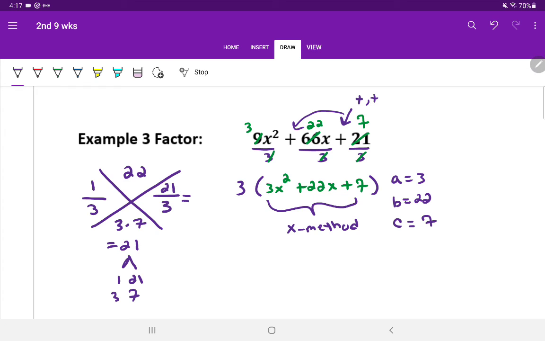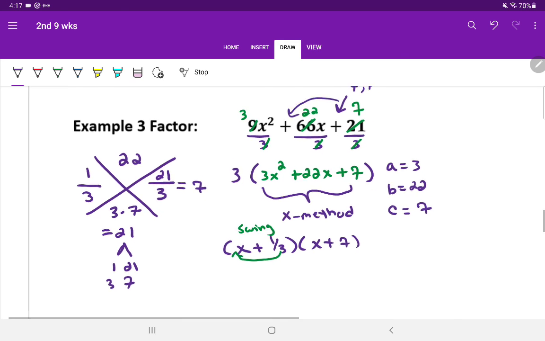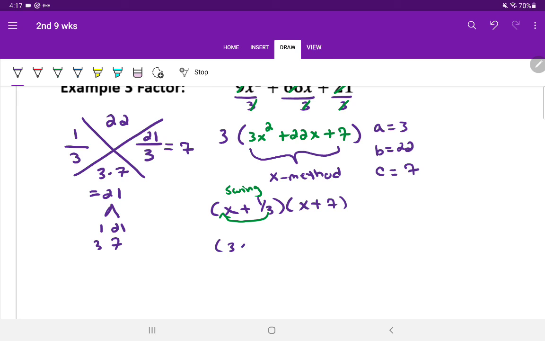We do want to reduce, so we're going to get a 7 here on the right. Then write it in intercept form: x plus 1/3 times x plus 7. We only have to swing the first factor. So let's take this 3 and put it in front of the x. That's going to be 3x plus 1 times x plus 7. And now we can factor when we have different a values other than 1.